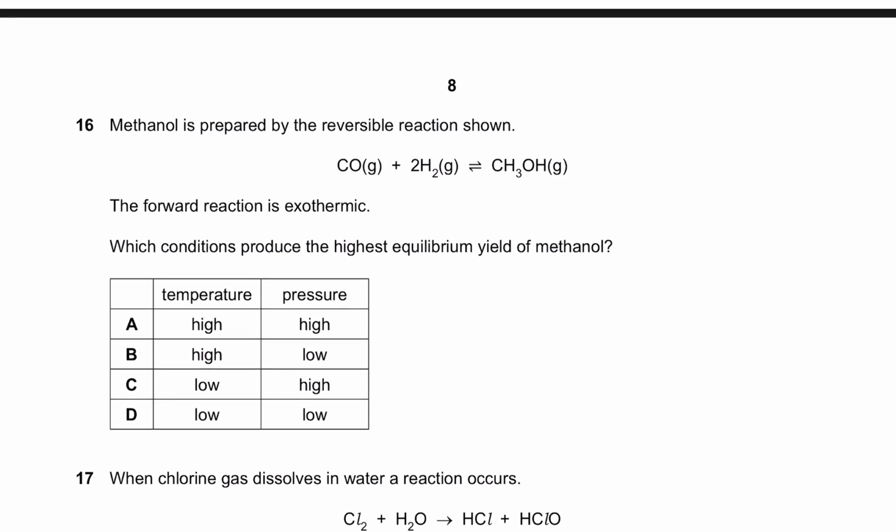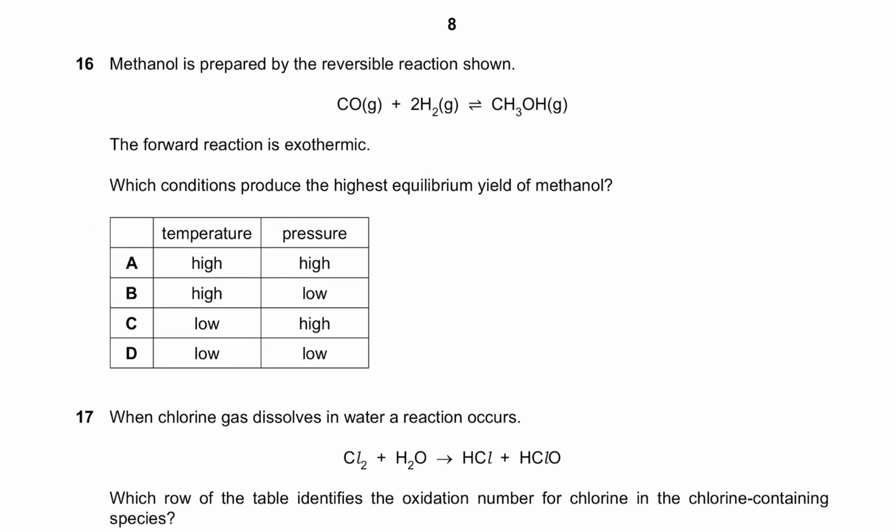Okay? Methanol is prepared by a reversible reaction as shown. The forward reaction is exothermic, so the backward would obviously be endothermic. Which condition produces the highest equilibrium yield of methanol? We have to maximize this, which means we have to favor the exothermic direction, so there should be a lower temperature, because a lower temperature favors the exothermic reaction. That's why B and A are wrong.